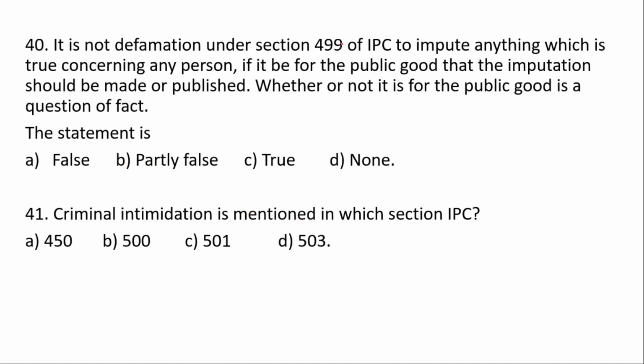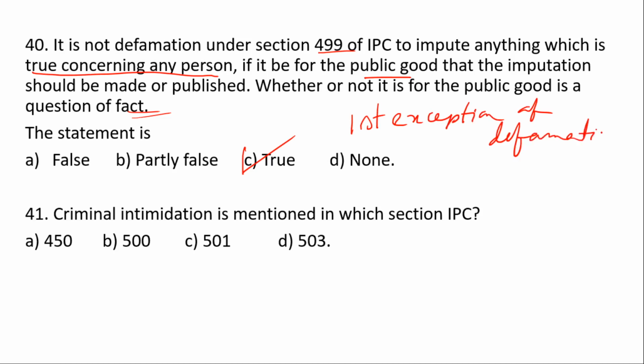It is not defamation under section 499 of IPC to impute anything which is true concerning any person, if it is for the public good that the imputation should be made or published. Whether or not it is for the public good is a question of fact. The statement is true. Okay, and this is the first exception of defamation. So under section 499 there are 10 exceptions of defamation. You should understand these 10 exceptions well and note them down.